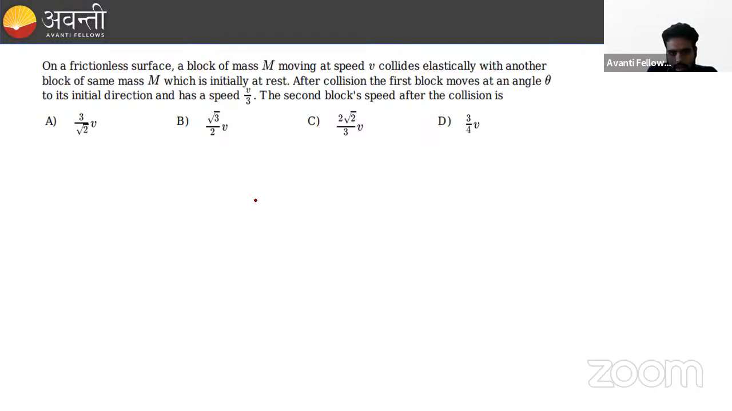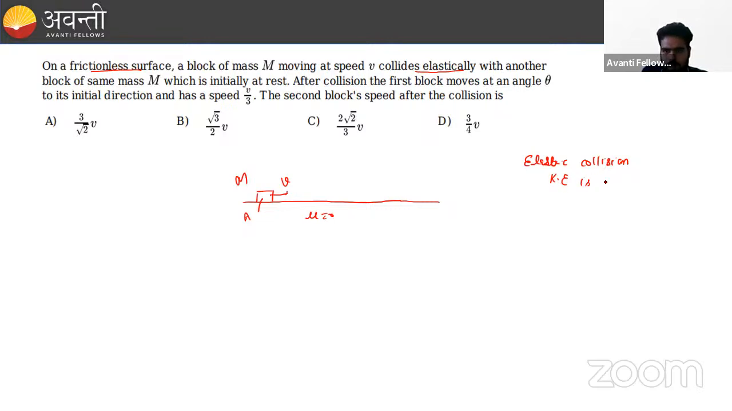Basically, in this problem, the very important information is frictionless surface. What is the meaning of frictionless surface? That mu equals 0 here. Suppose this block A has mass capital M and is moving with speed V and collides elastically. What is the meaning of elastic collision, guys? In the case of elastic collision, total kinetic energy is conserved. So we can use this conservation of kinetic energy.